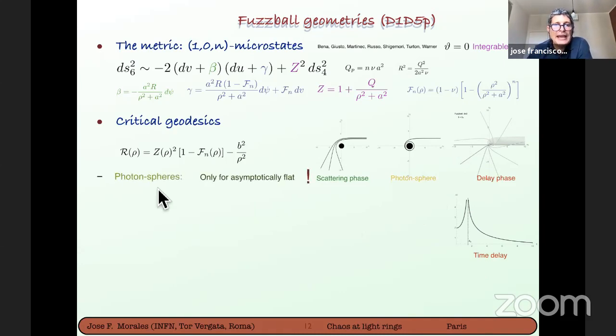And if you start to study all these geodesics, again, all the moduli space of these geodesics, what you find is that the photon spheres, these light rings, can be reached from infinity only for asymptotically flat geometries. This does not mean that photon spheres do not exist. Therefore, you can also study critical geodesics in asymptotically AdS geometry, but you cannot reach them from infinity, at least in this class of fastball geometries. I don't know if this is always the case.